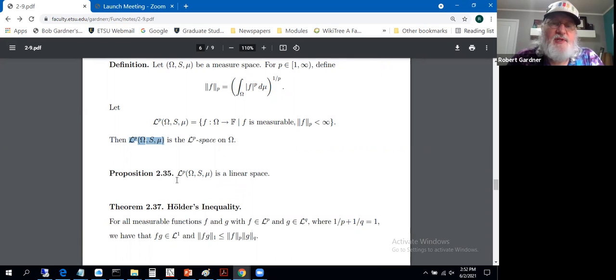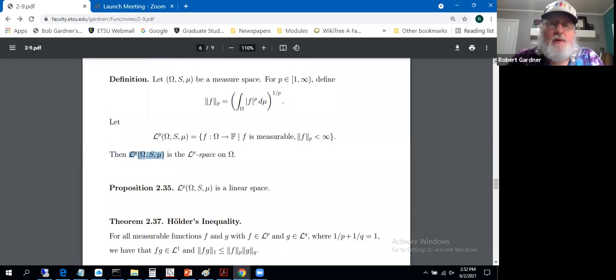Proposition 2.35 says calligraphy LP is a linear space. So quite a claim, really. You're telling me if you've got a function f and this integral is finite, and you've got a function g and this integral is finite, the integral of f plus g is also finite? Apparently so. But that's not immediately obvious, I don't think, because this is such a weird deal with the absolute values and the pth power. I mean, p is not even an integer. It's just a real number greater than or equal to 1. On top of that, you take a pth root.